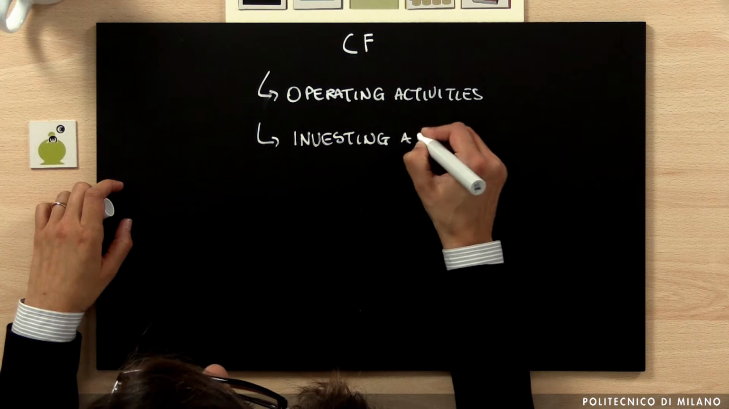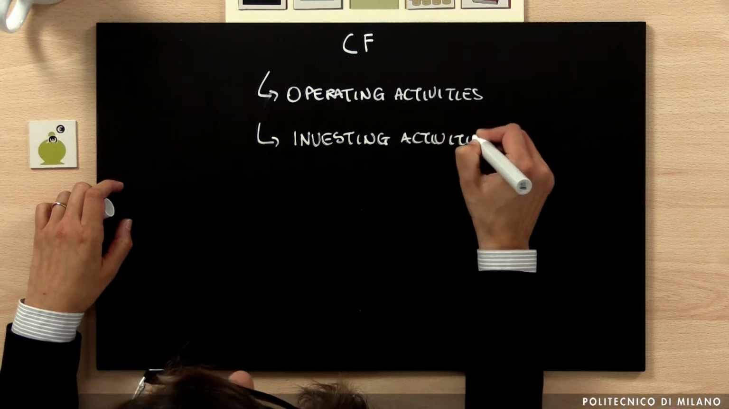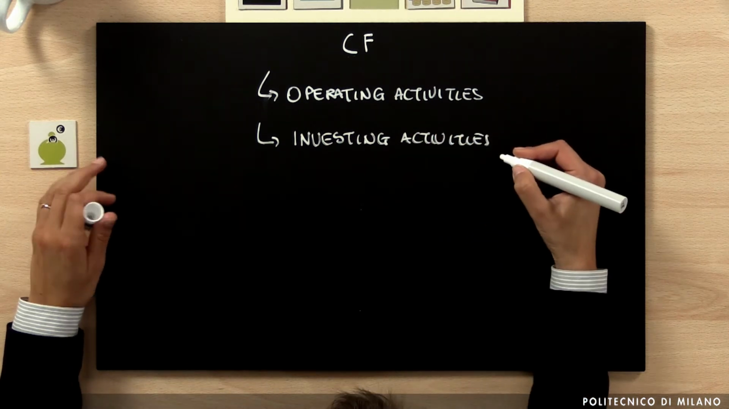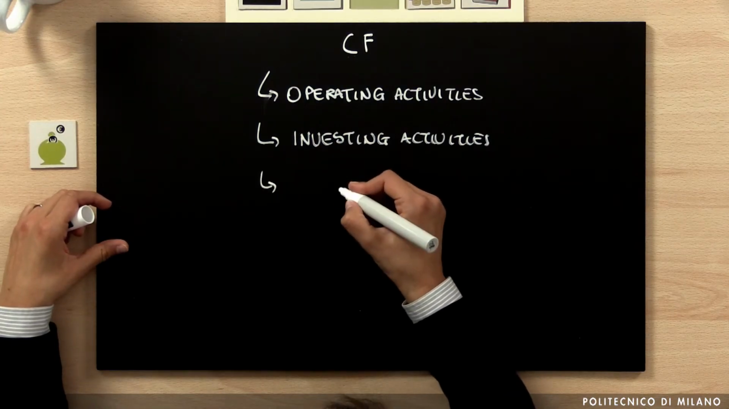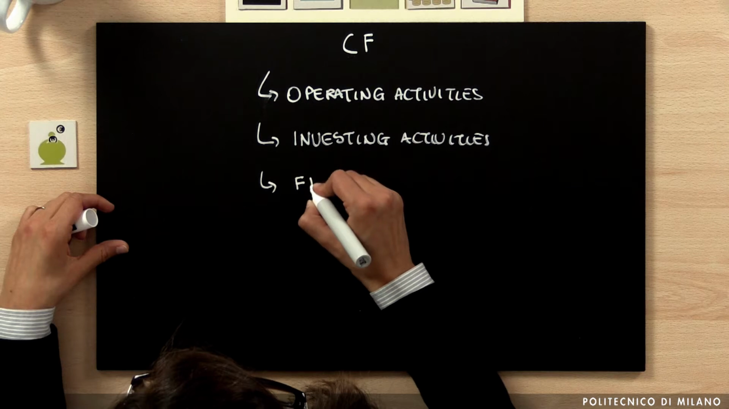Then we can find the cash in and cash out that is related to the investing activities. In the investing activities, we have the cash that enters and goes out because of the acquisition or disposal of assets. So for example, the acquisition of new equipment, or the disposal of an equipment, a building, or something else.